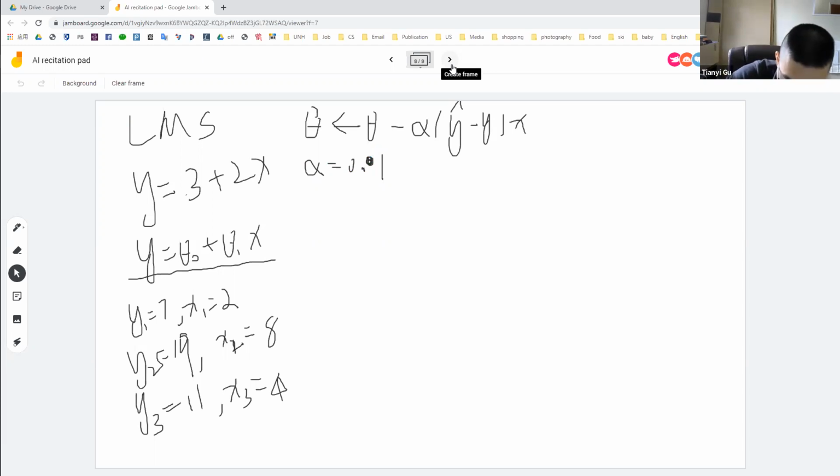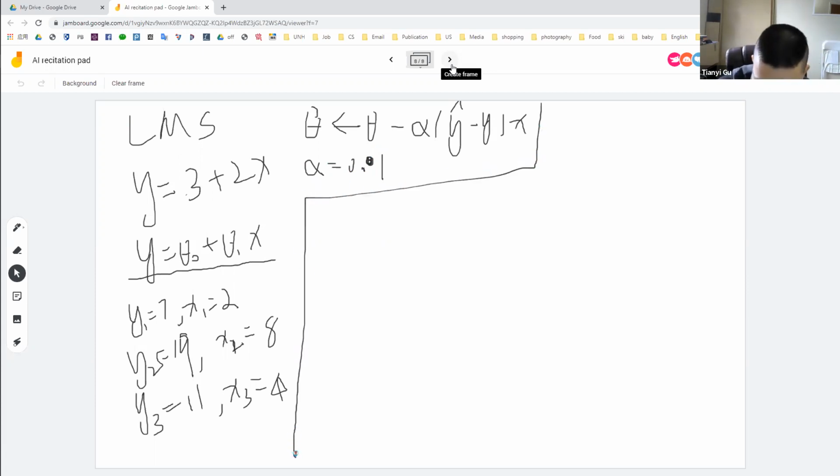Okay, that's good. Let's go with this. Initially, theta 0 equals 0 and theta 1 equals 0, right? Then we compute for the first data point, which is y1 equals 7, x1 equals 2.